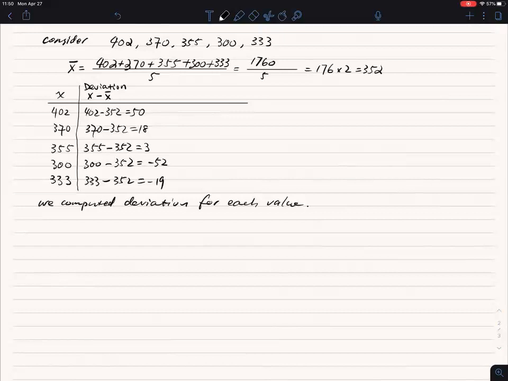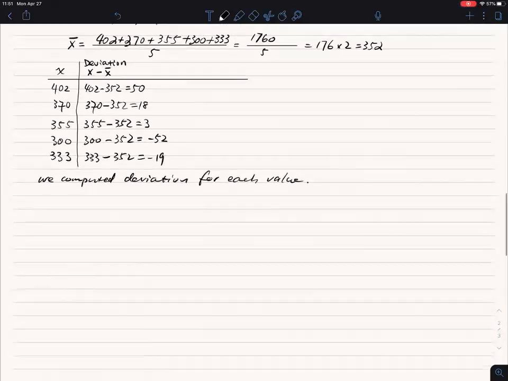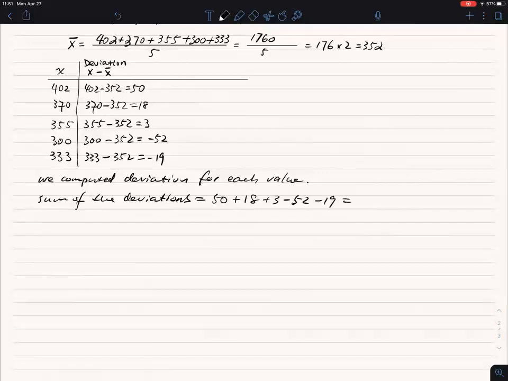Okay, so thinking about average here, how do we do average? We take the sum, right? We add every deviation together and then divide by 5 to get the average, okay? But then if we go ahead and compute the sum of the deviations, we're going to add 50 and 18 and 3 and add negative 52 and add negative 19. Tell me the result here.